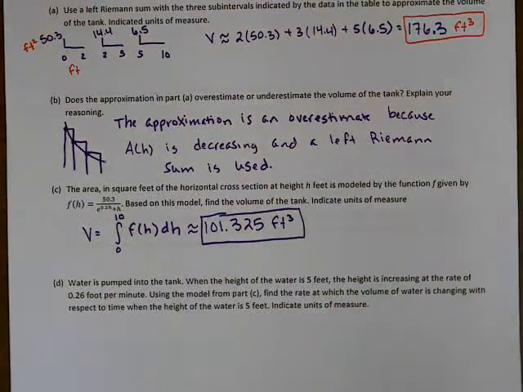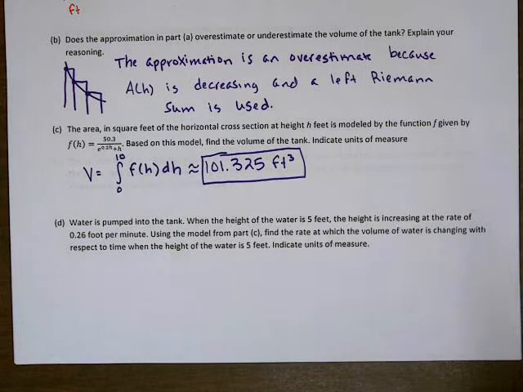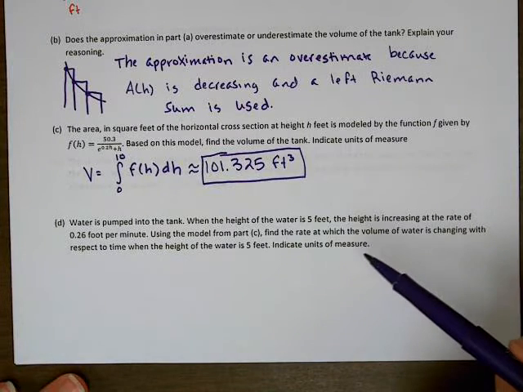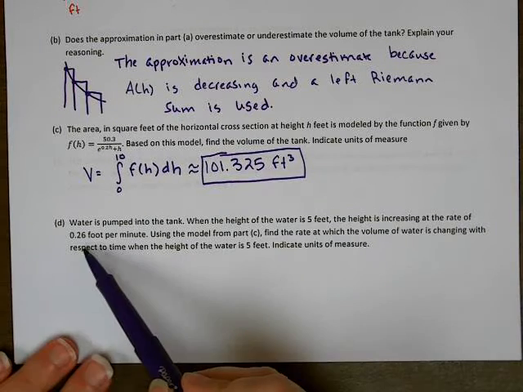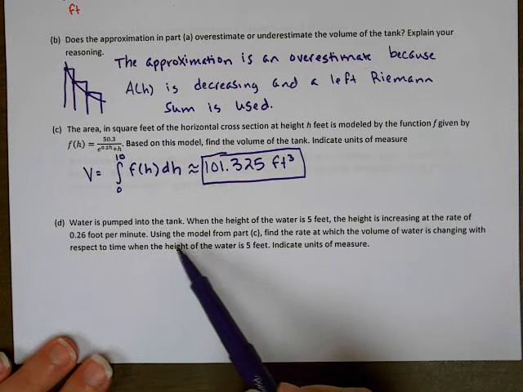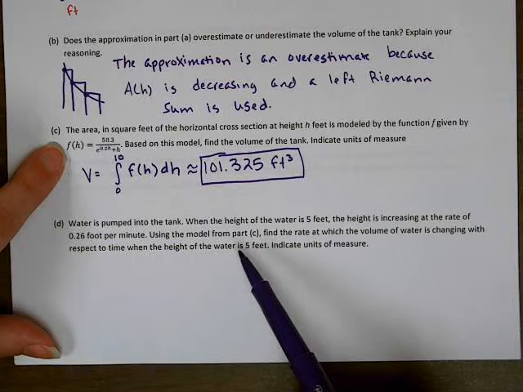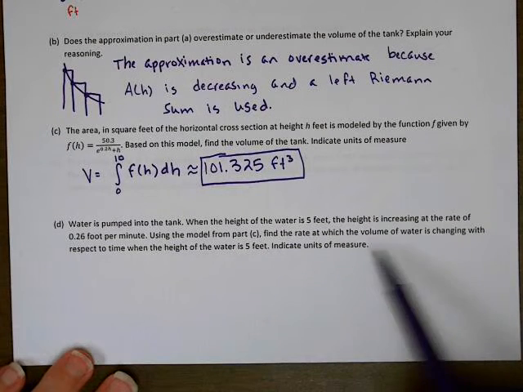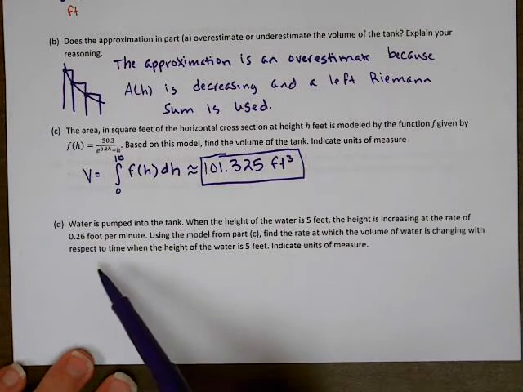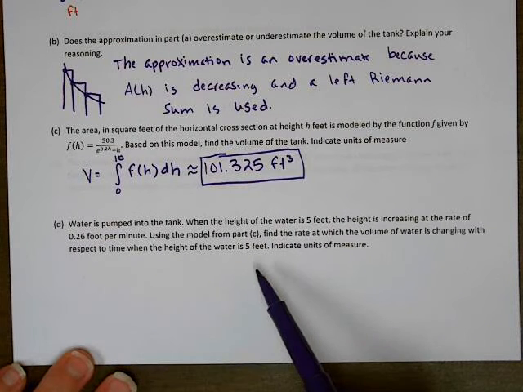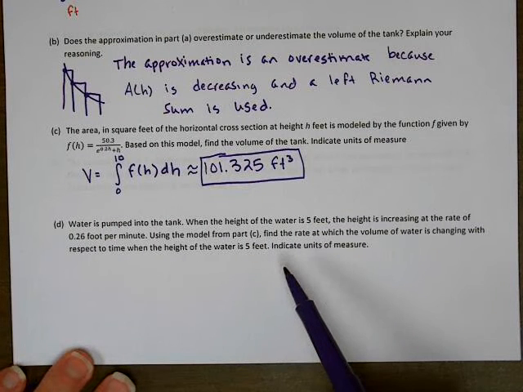So water is pumped into the tank when the height of the water is 5 feet. The height is increasing at a rate of 0.26 foot per minute. Using the model from part C, so using this function f of h, find the rate at which the volume of the water is changing with respect to time when the height of the water is 5 feet. Indicate the units of measure.